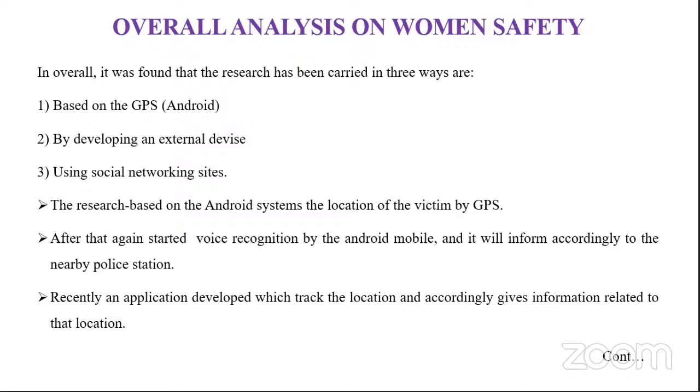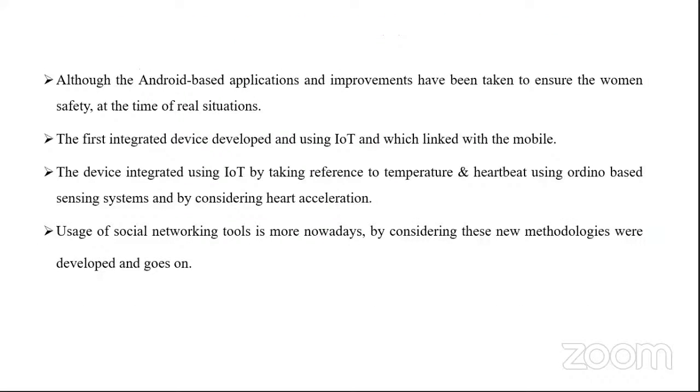The new model developed informs the nearby police station when the victim presses the button in the Android mobile. After that, a new feature was added. In the Android device, all the existing features were added, like shaking and pressing the lower button for the safety of women related issues. The first integrated device was developed in IoT and linked with the mobile. The device is integrated using IoT by taking reference to temperature and heartbeat using Arduino based sensing systems, by considering the heart acceleration.